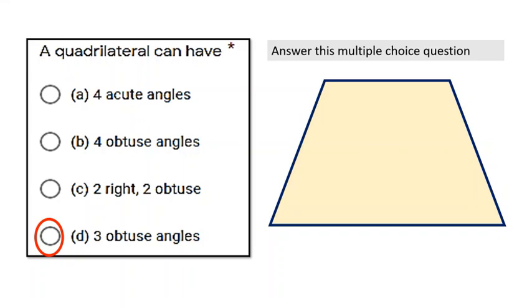Answer is already written. 3 obtuse angles it can have, but not 4. Remember that. 3 obtuse angles and 1 acute angle is allowed, but not 4 obtuse angles or 4 acute angles. 4 right angles it can have. Correct, no? Okay.